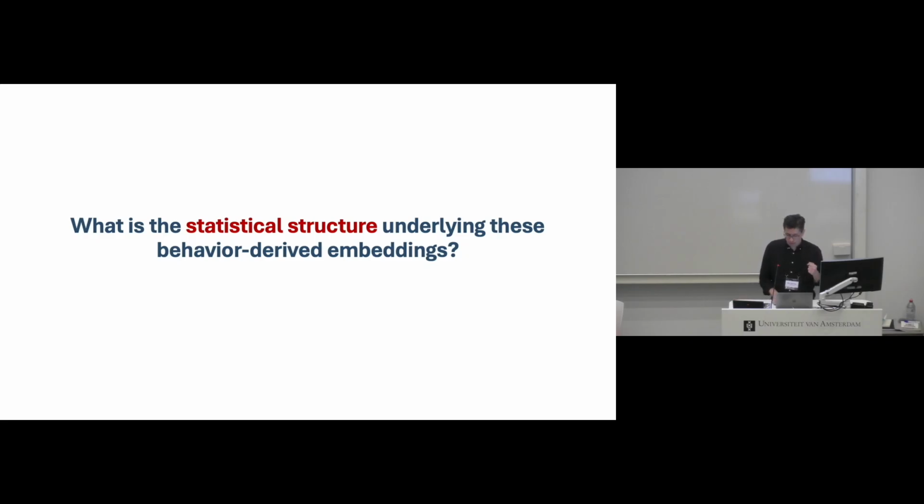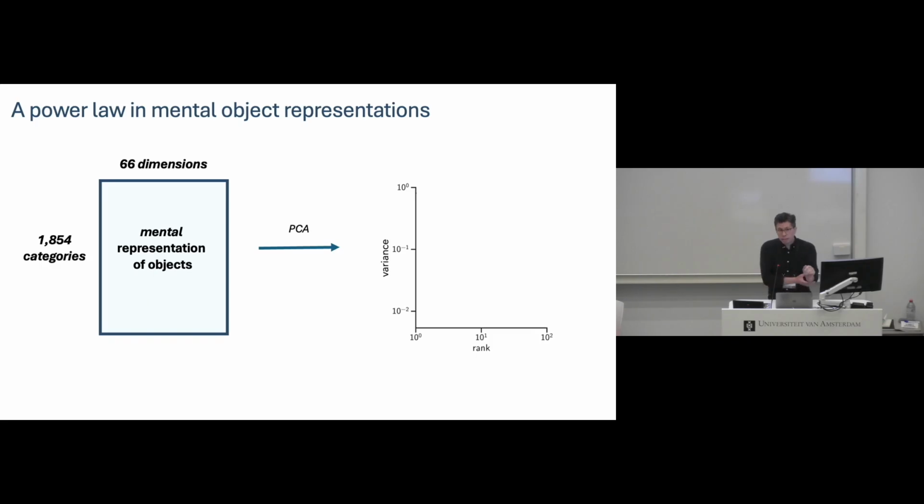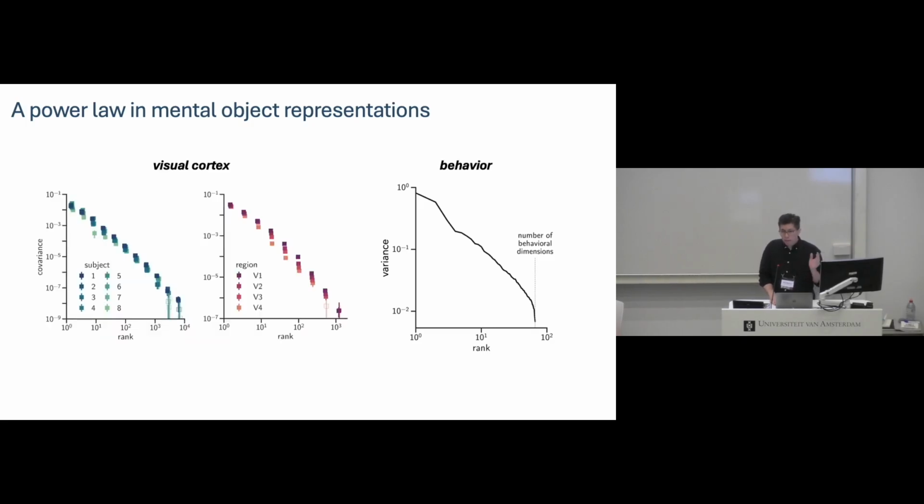Okay, the first thing we did is just a very simple principal component analysis on these embeddings. So we just took the 66-dimensional embeddings for the 1,800 object categories. We did PCA on this, and I'm just going to plot the eigenspectrum. It's just the variance of the principal components sorted from highest to lowest. And when we do this, we see a power law again. It has a striking similarity to the structure that we're seeing in visual cortex.